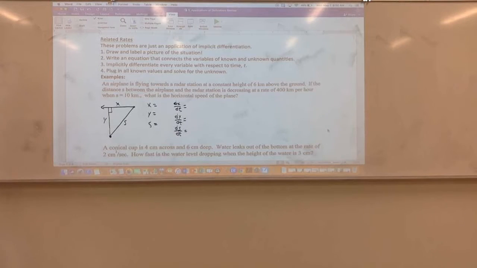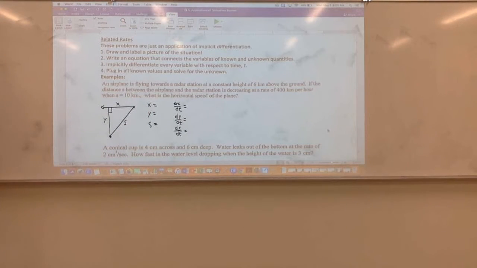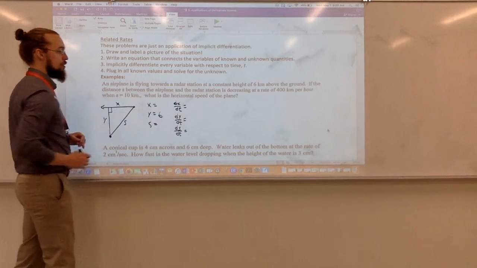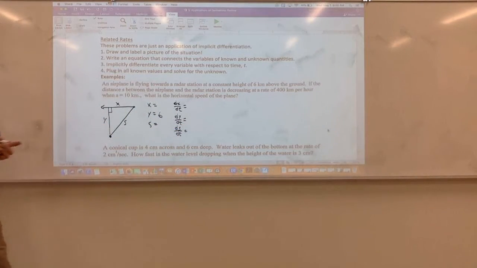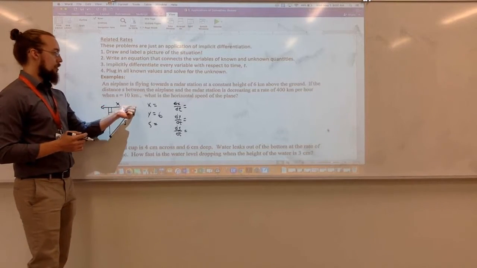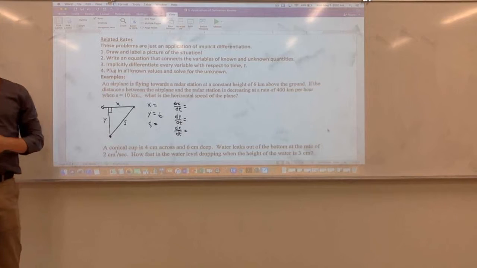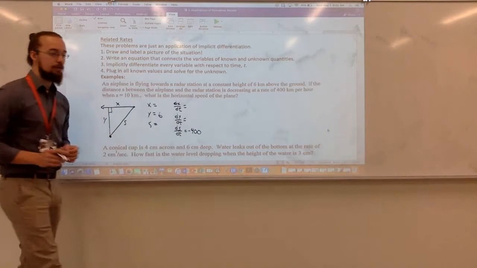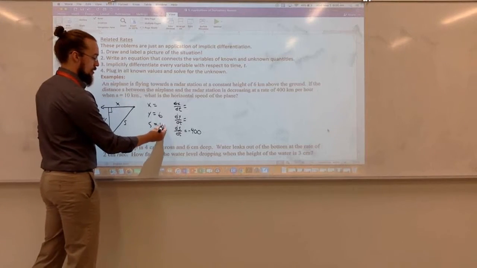So let's see what we know. We know the plane stays at a constant height of 6 kilometers. That would be this height, so we could say y is 6. I know that the distance between the airplane and the radar station is decreasing at a rate of 400 kilometers per hour. That rate is negative 400, so ds/dt is negative 400. And we're also told that at this instance, s is 10.